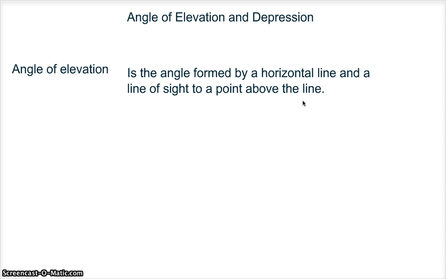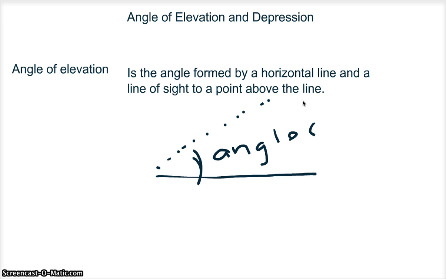above the line. So, for example, if you had a horizontal line here, and then a line of sight like you were looking up, this space in between would be considered my angle of elevation.